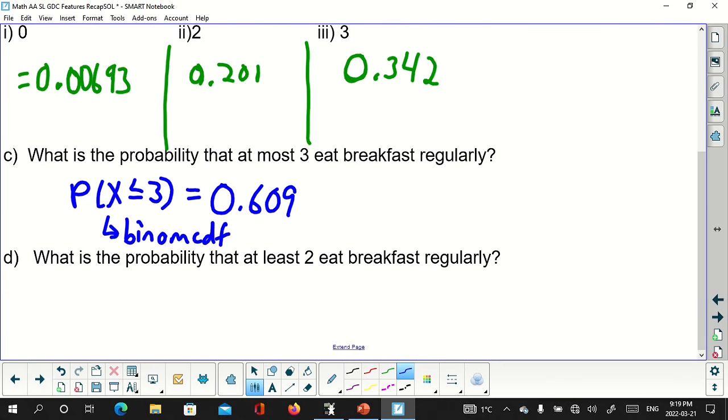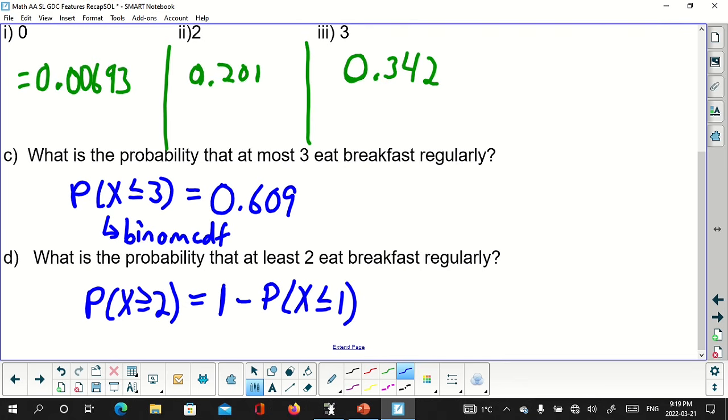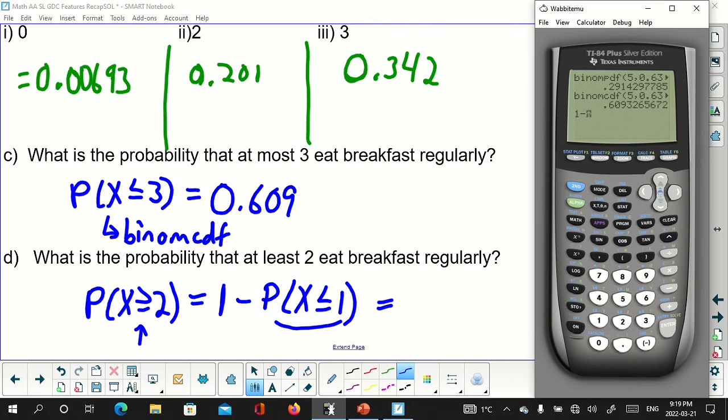Lastly, we want to find the probability that at least 2 eat breakfast regularly. So here, this is the probability that 2 or more do. And you've got a bunch of ways that you can figure this out. You can add up a bunch of individual probabilities. But one of the simplest ways to do it is to think of it as the complement of 1 or fewer. Right? Because these are discrete numbers of successes you can have, there's just either 1 success or 2 successes or 3 successes. So your calculator won't do these greater than ones, but it will do the less thans. So here we could go 1 minus, and we'll go second, vars, and go Binomial CDF.